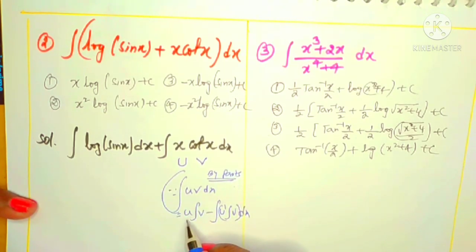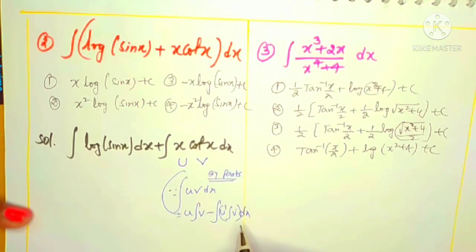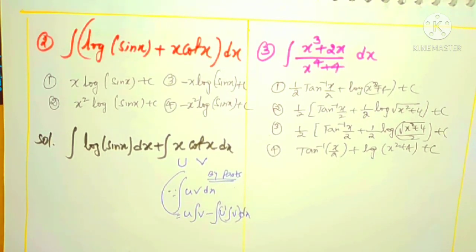The integral of uv is u times the integral of v minus u', meaning the derivative of the first function, times the integral of v. What may be the resultant function here? That only comes here. The total integral dx we have to take. This is called integration by parts.